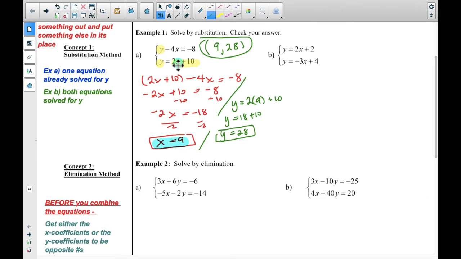28 minus 4 times 9. Okay, what's 4 times 9? 4 times 9 is 36. So 28 minus 36, does that equal negative 8? Yes, it does. So that does work out. It's just a good idea to practice both of the equations, solving both the equations, plugging them back in to check your answer.